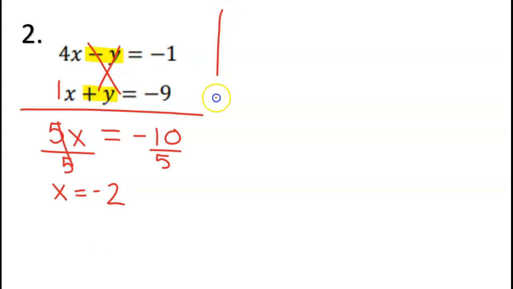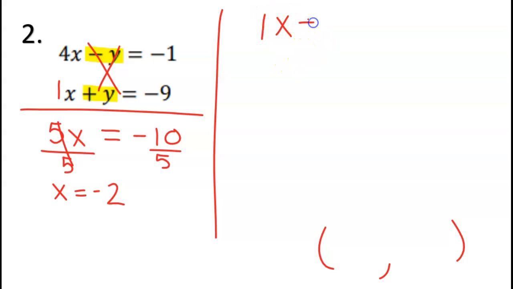I'm not finished. The answer is going to be a solution point. A point has an x and y value. I've only found the x value. And so I don't really know. I didn't really need that 1 right there. I go back to whichever one of these equations is the easiest to work out. I picked this one because it doesn't have any coefficients on the x and the y.